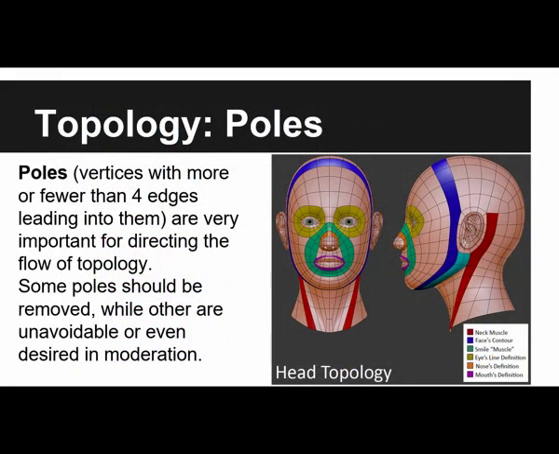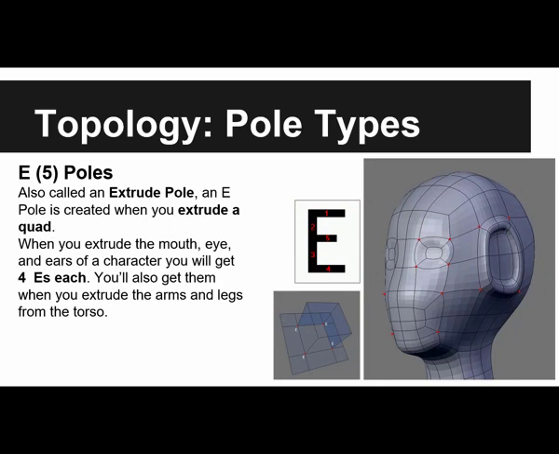Topology poles. Poles, vertices with more or fewer than 4 edges leading into them, are very important for directing the flow of topology. Some poles should be removed, while others are unavoidable or even desired in moderation. So here are examples of some of those poles. Pole types. E, 5 poles, also called an extrude pole. An E pole is created when you extrude a quad. When you extrude the mouth, eye, and ears of a character, you will get 4 E's each. You'll also get them when you extrude the arms and legs from the torso.